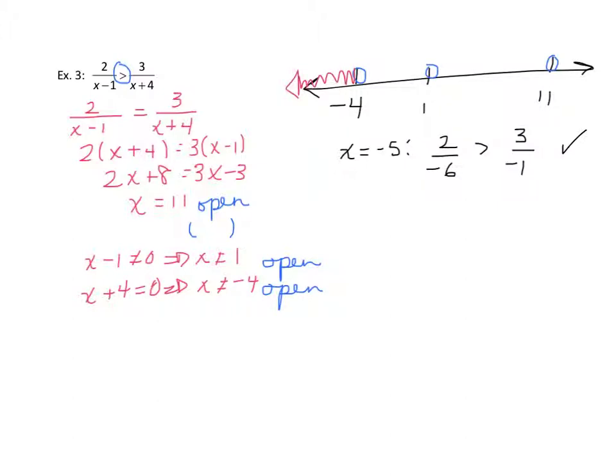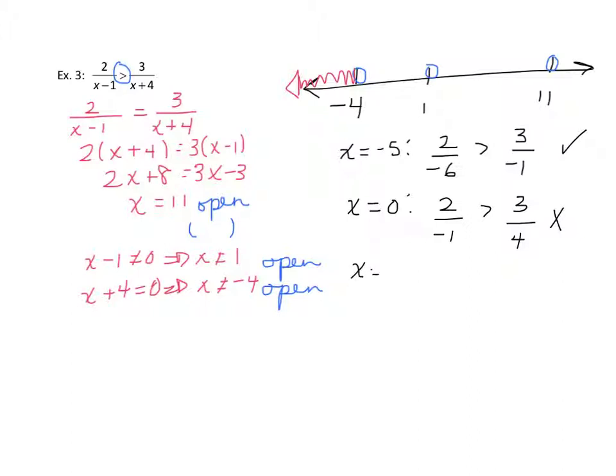Next, I'll use a test point for a value between negative 4 and 1. 0 is an easy one to use, which will lead me to a statement of 2 divided by negative 1 is greater than 3 divided by 4. Well, no negative number is greater than any positive number, so the interval between negative 4 and 1 contains no solutions.